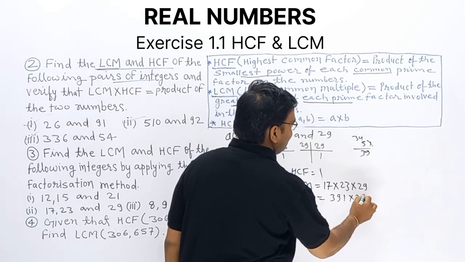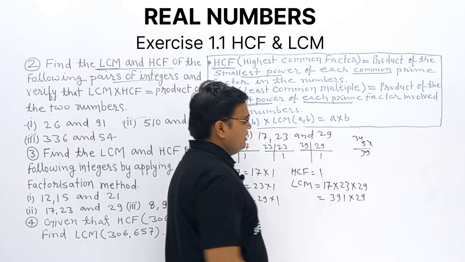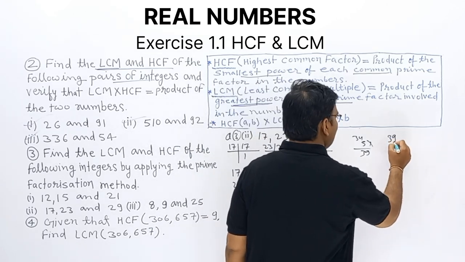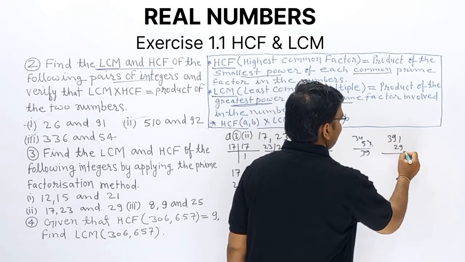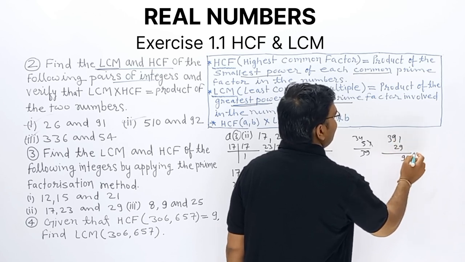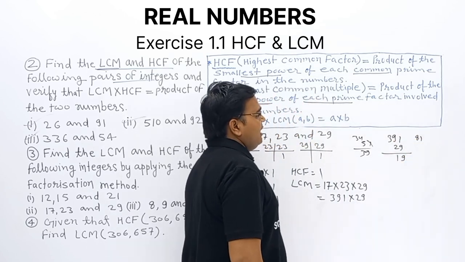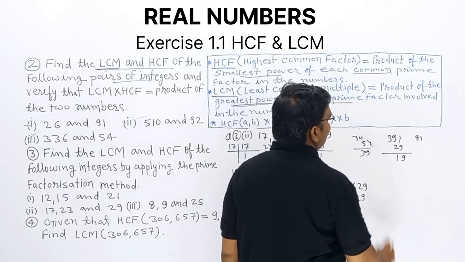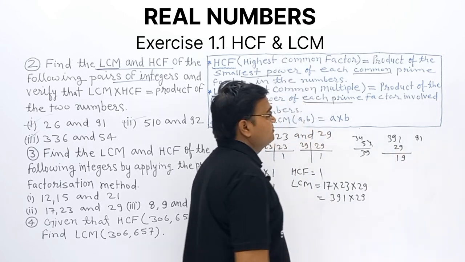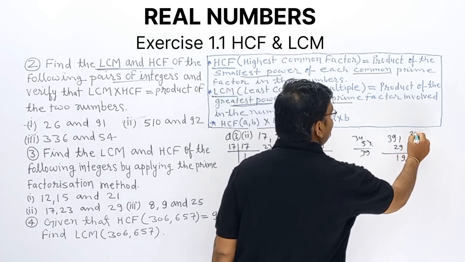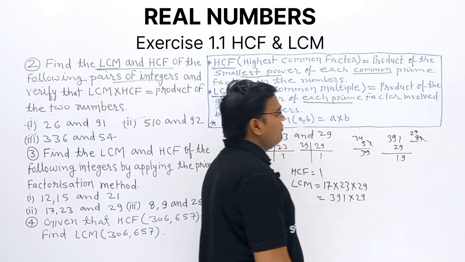391 into 29. Now I don't know the table, so multiply this one. 391 multiplied by 9. 9 9s are 81. 1 will be there, and 8 is remaining. 9 3s are 27. 27 plus 8 is 35.